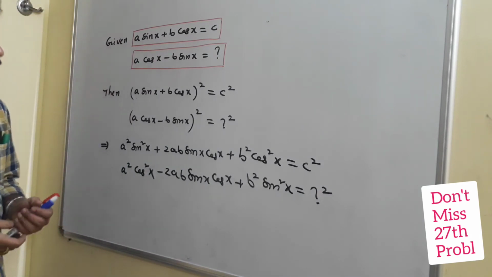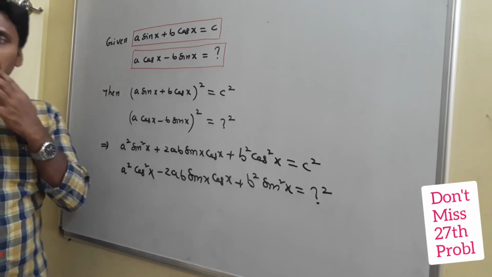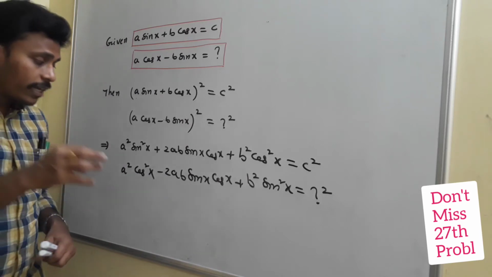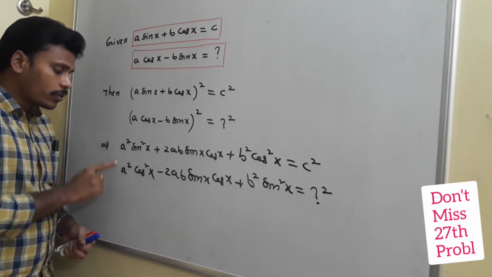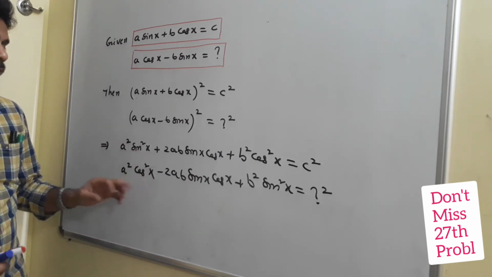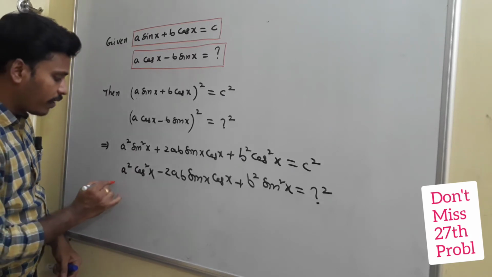Right? See, we have to add these two things. So why do we have to add? We know that sin square x plus cos square x is equal to 1, right? Since sin square x plus cos square x is equal to 1, see, if you add these two, a square is a common number, and if you common out that a square, sin square x plus cos square x is equal to 1. So with that idea, I need to add these two things.